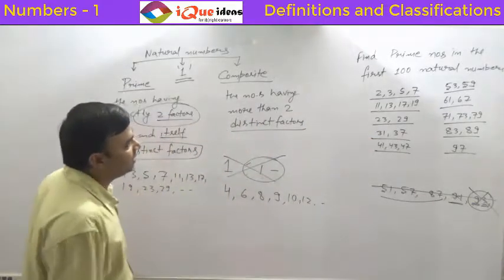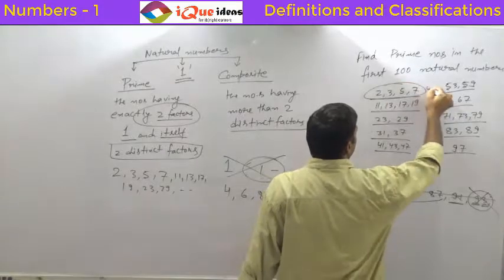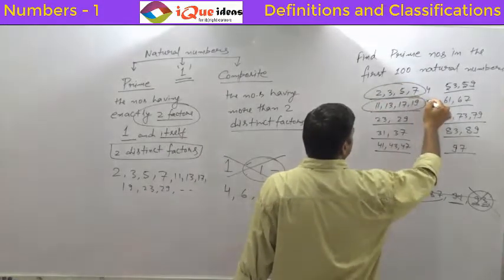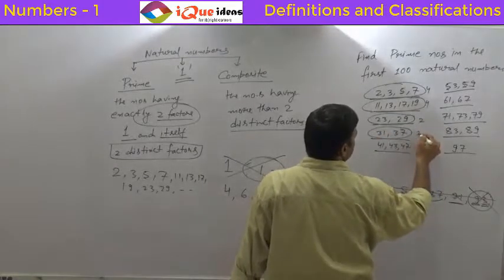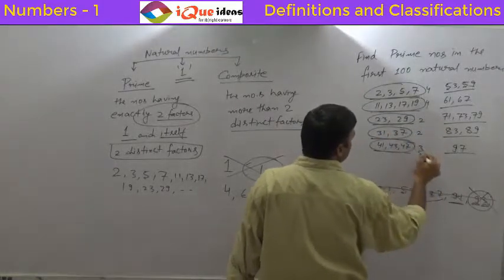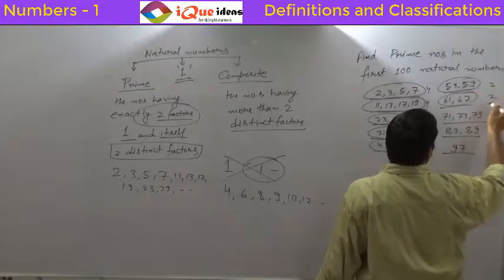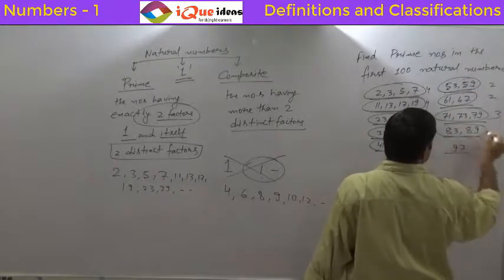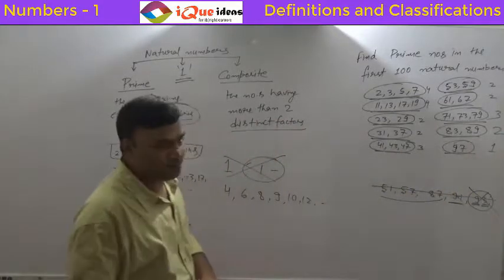Okay. Now, if we count them, in the first 10 numbers, how many prime numbers are there? 4. In the next 10 numbers, how many prime numbers are there? 4. Next 10 numbers, there are 2 prime numbers. Next 10 numbers, there are 2. Next 10, there are 3. Next 10, there are 2. Next 10, there are 2. Next 10, there are 3. Next 10, there are 2. Next one, the last one, there is only 1.